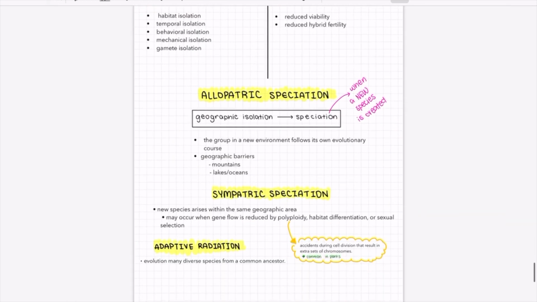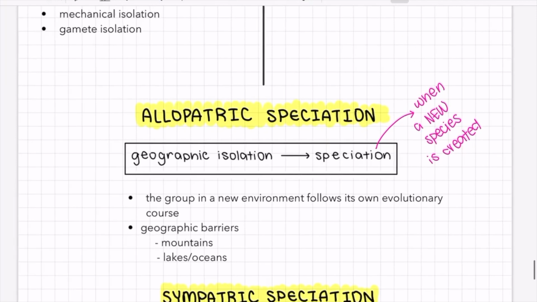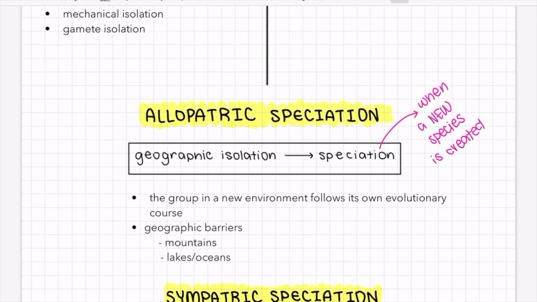Now we're going to cover speciation. Now, the term speciation, again, you can use your word attack skills, refers to the time when a brand new species is created. Now, allopatric speciation refers to when there is a geographic isolation, when a group of individuals become isolated from the main group. They eventually will have new traits and new adaptations, and will eventually lead to a completely new species.